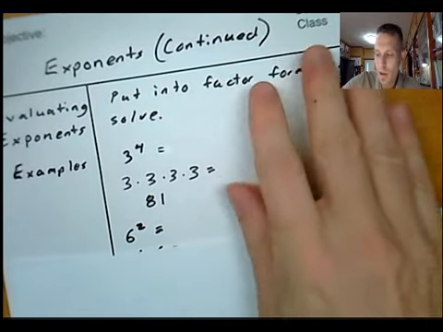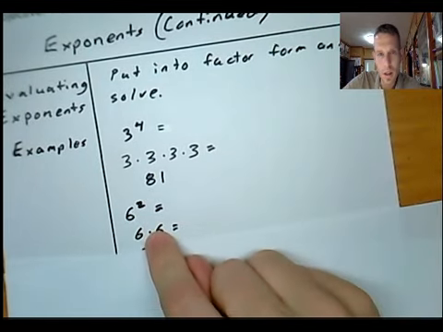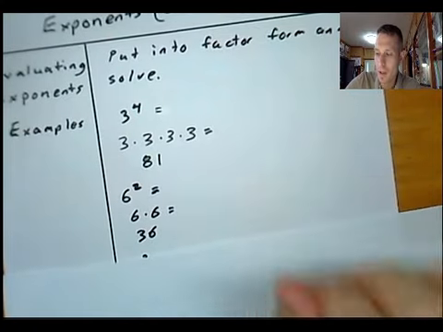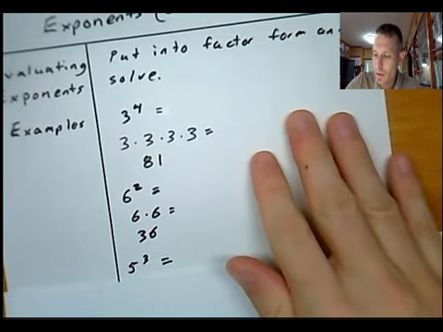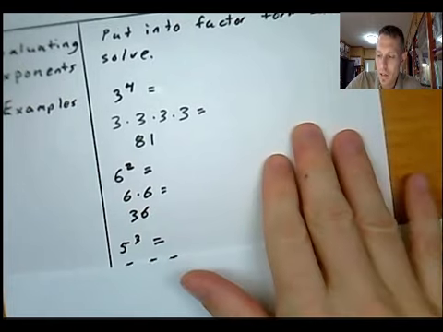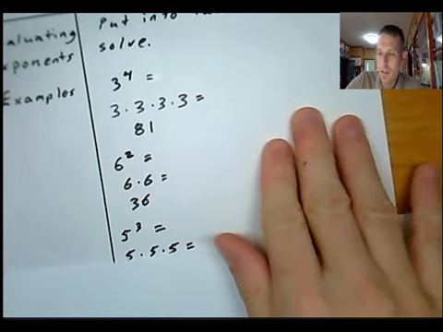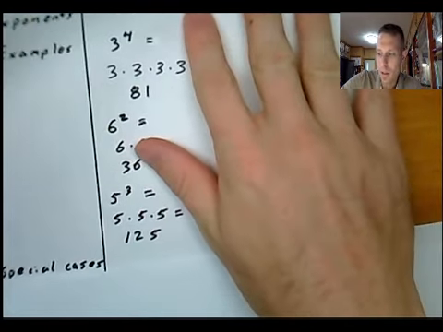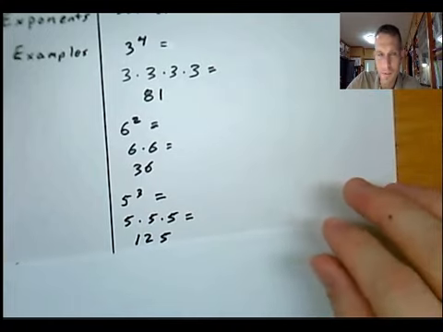Here we have 6 squared, and that means 6 times 6, and that gives us 36, not too difficult. Can you do this one? 5 cubed, or 5 to the 3rd power. Okay, we know that means 5 times 5 times 5, and that's going to be 125.